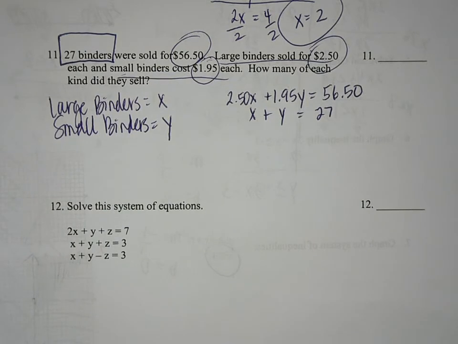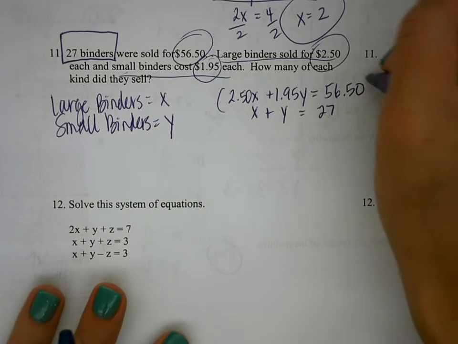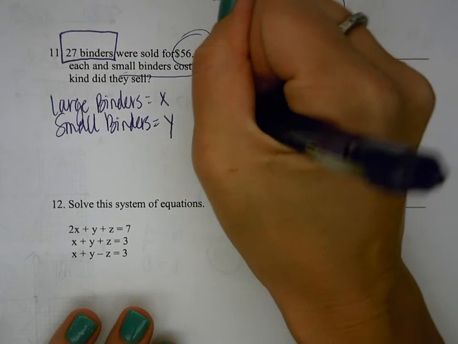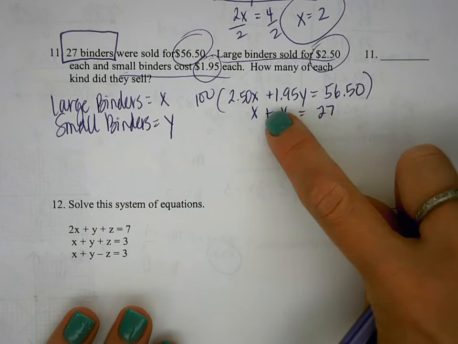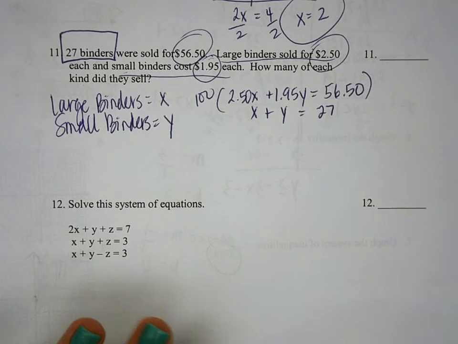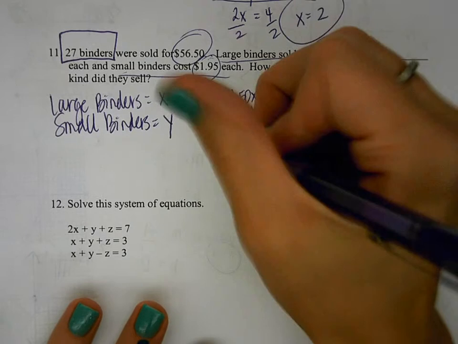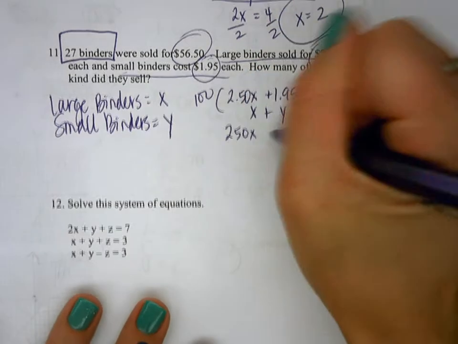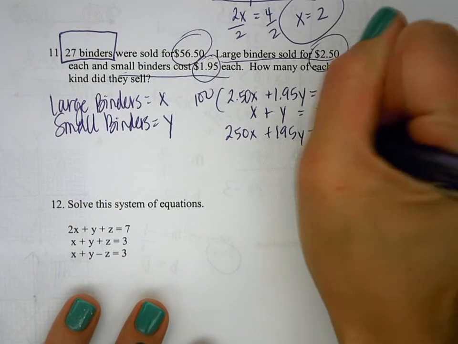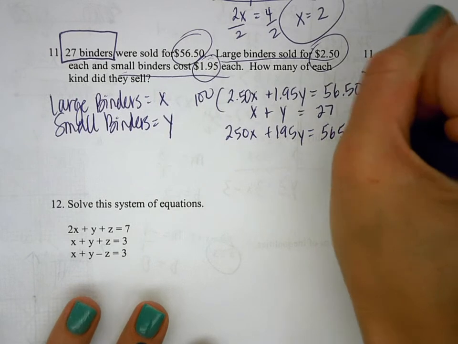Okay, do you guys want to get rid of the decimals first? Yeah. So when we get rid of decimals, that means we are going to multiply this by what? 100. Okay, because we have that 95 where you have those two decimals. The zeros don't matter as much. Okay, so when I do that now, I have 250x plus 195y equals 5,650.